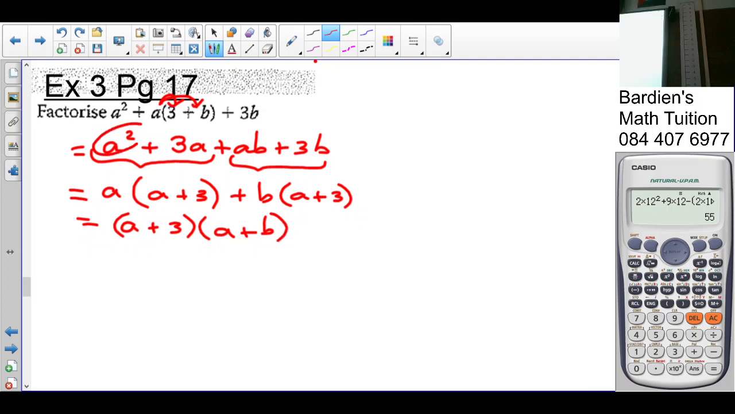Of course I could have rearranged and taken that out and those two out. Not so? You'll get something similar to that. Maybe it will be A plus B and second bracket will be A plus 3. Same. Okay. Any confusion here?